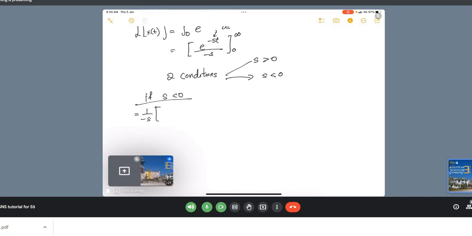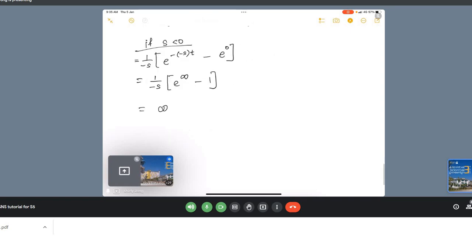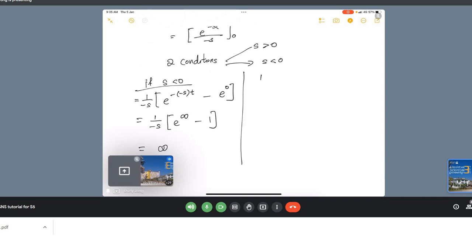You multiply the exponent. Now you substitute the s with negative s, so it's e^(-(-s)t), positive st. So what do you get? It's positive infinity, so of course you will get infinity. Then you test for the s which is more than 0. So negative 1 over s.